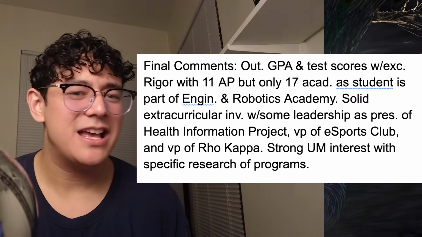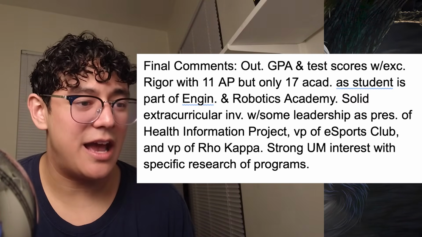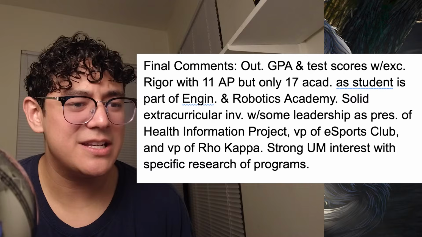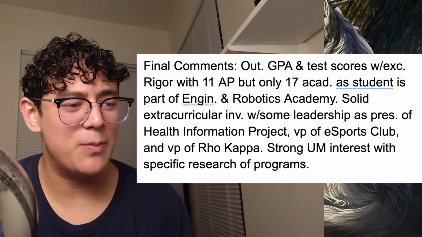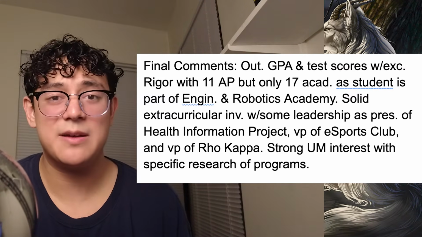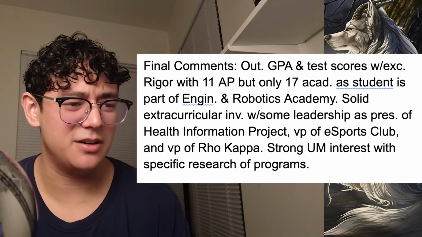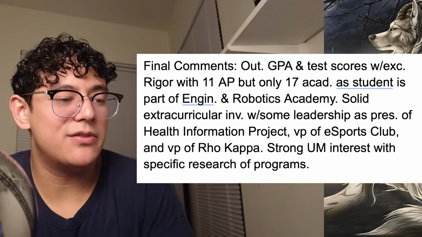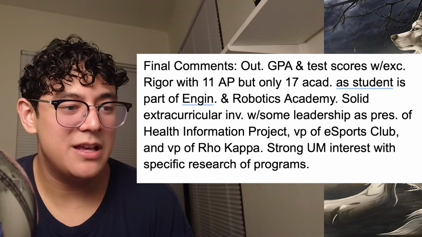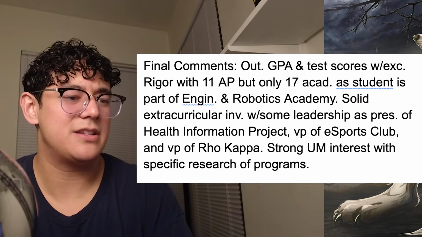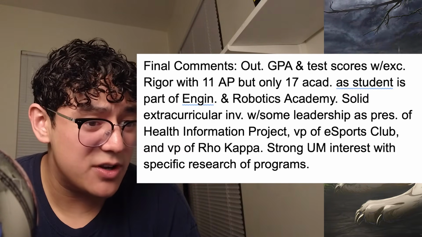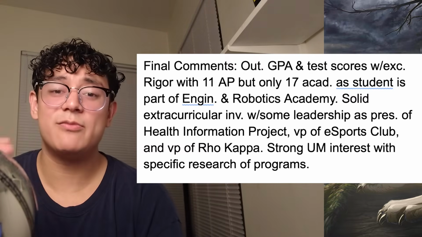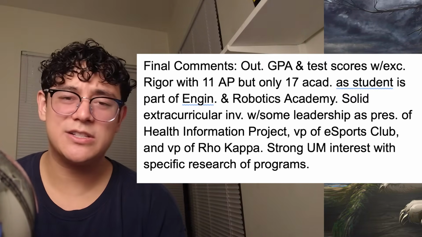So here are the final comments. Outstanding GPA and test scores with excellent rigor with 11 AP, but only 17 academics. A student is part of Engineering and Robotics Academy. Oh, here they're saying that my classes were limited because I was in this special major or magnet thing. Solid extracurricular involvement with some leadership as president of the Health Information Project, the VP of Esports Club, and the VP of Rho Kappa, which is the Social Studies Honor Society. And I had a strong interest with specific research programs. So I looked into different majors, different researchers, and I wrote about that. And that evaluation was done on December 30th, 2020, because I applied EA to Michigan.